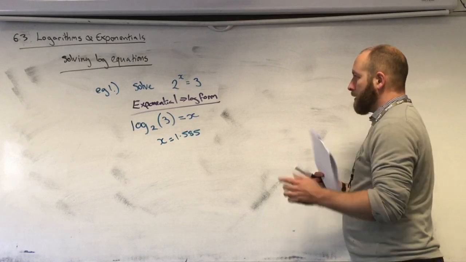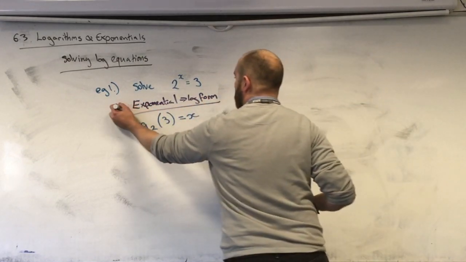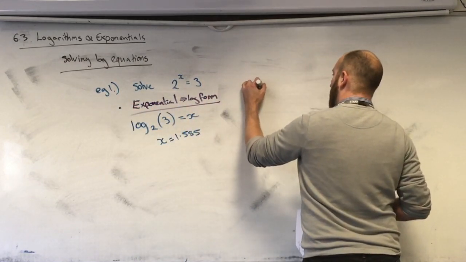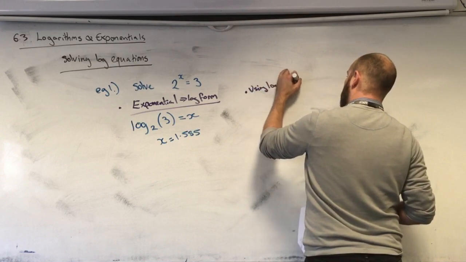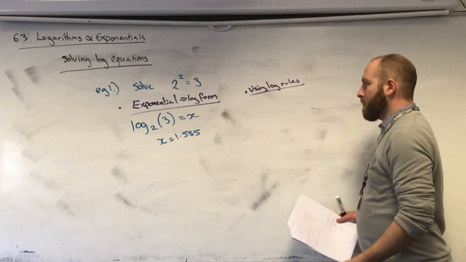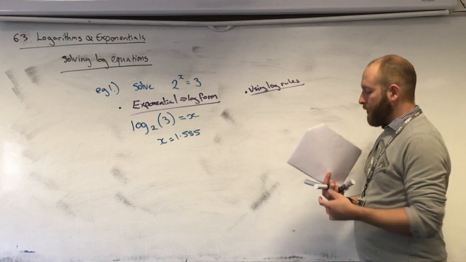1.585. There's another way we can do this, which is using our rules. People always forget this for some reason. So we're going to log each side of the equation.